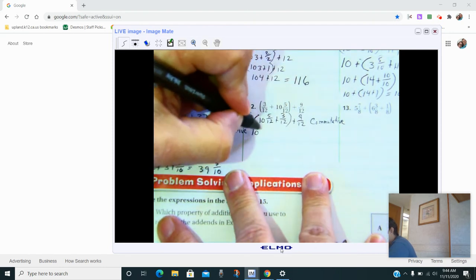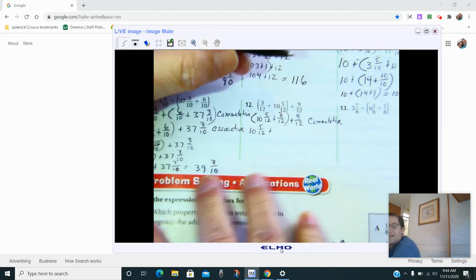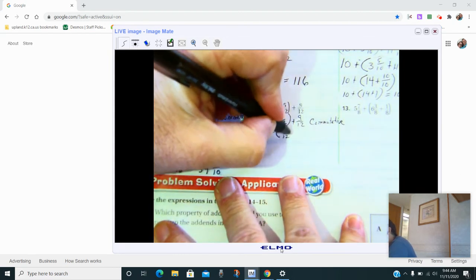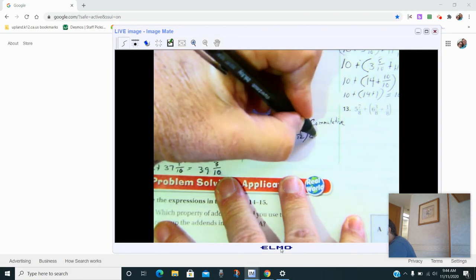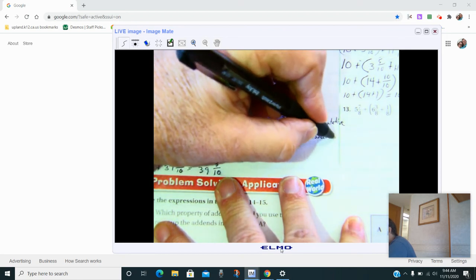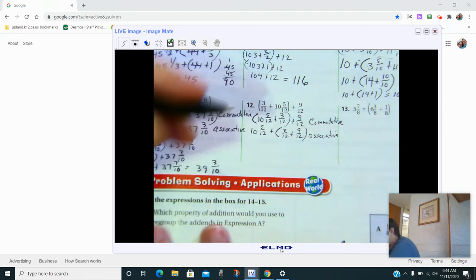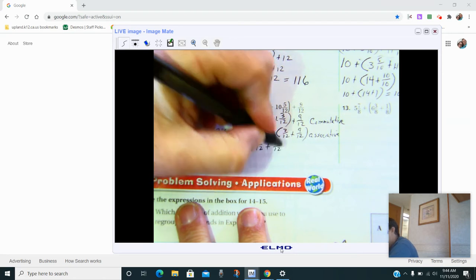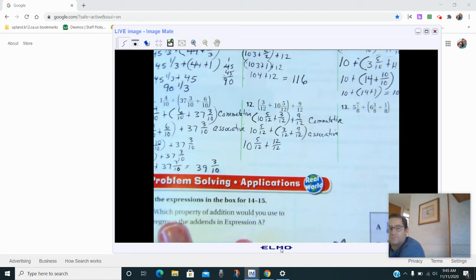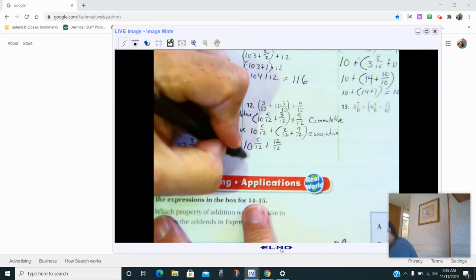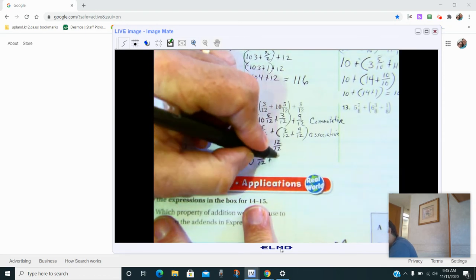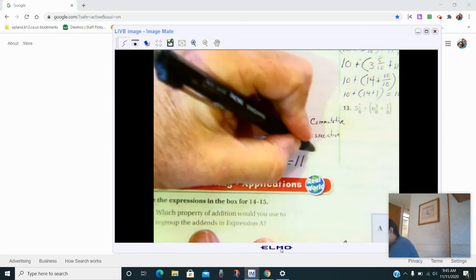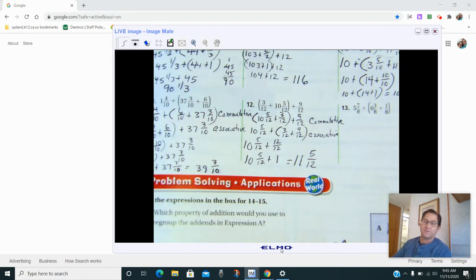Now let's change the grouping of our addends. Let's put the 3/12 with the 9/12. And that's the associative property. So 10 and 5/12 plus 12/12. Okay, 10 and 5/12 plus 1. 12/12 is 1. 10 and 1 is 11. So 11 and 5/12.